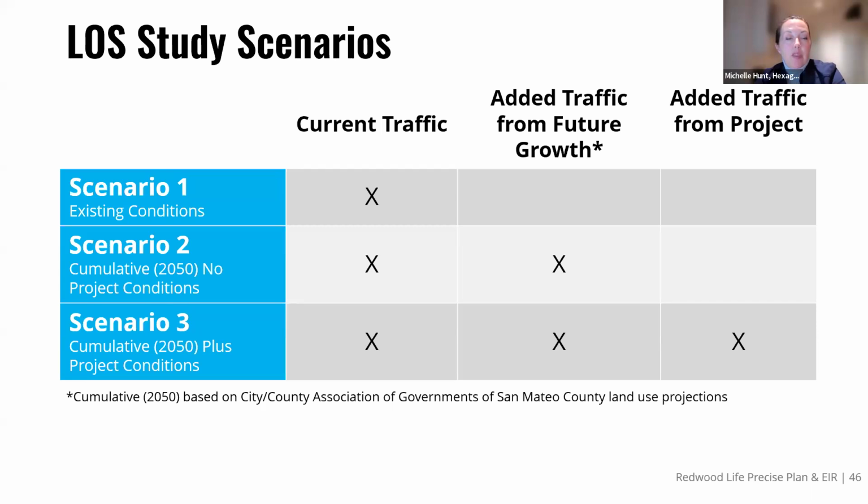And then the last scenario is the cumulative plus project. So it is the same, except instead of the office use that would be permitted under the Westport specific plan, now we are substituting the proposed project. Next slide.